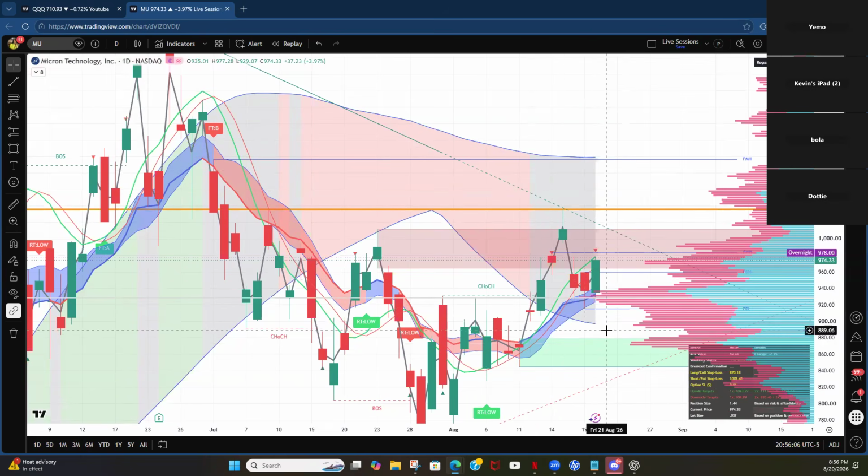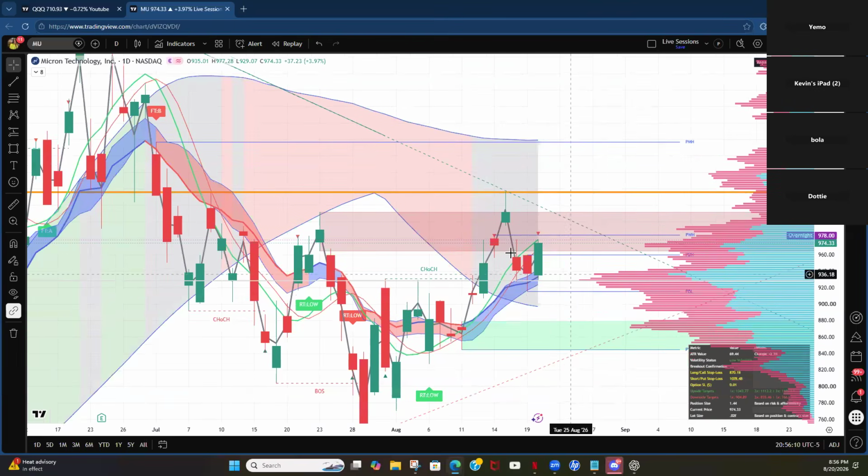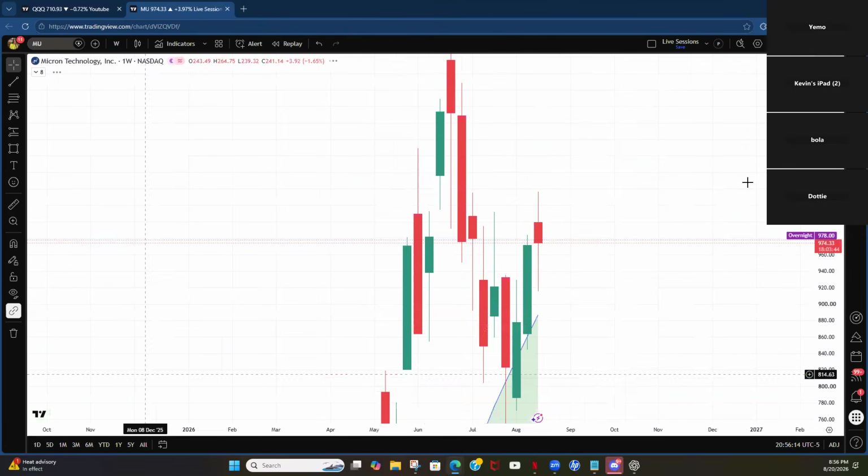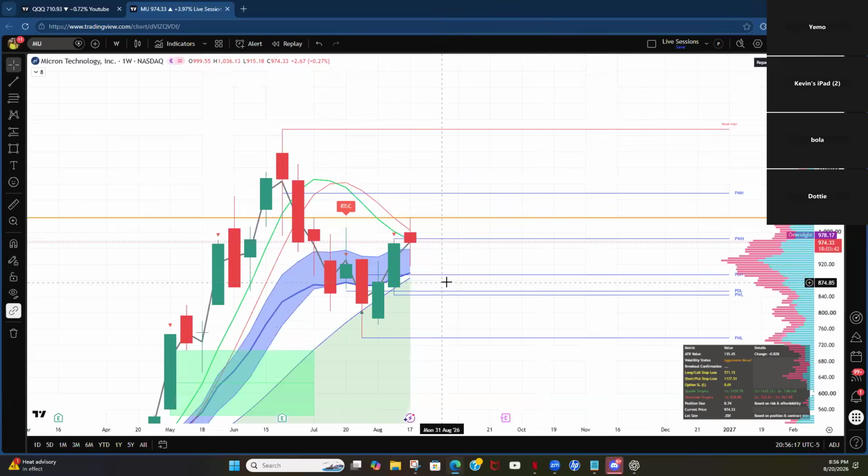So this one, I can't say that you can really go bearish, and because we're at an order block, you kind of want to have a full trade plan. I've been running a trade plan on MU, so I'll post it.